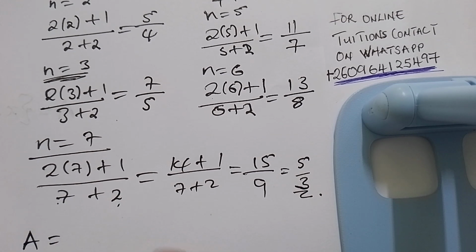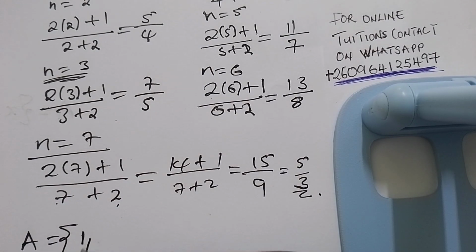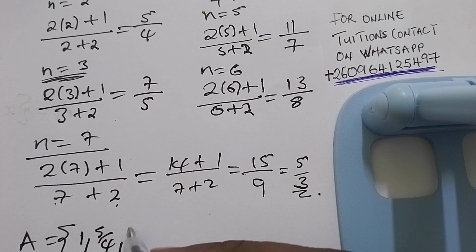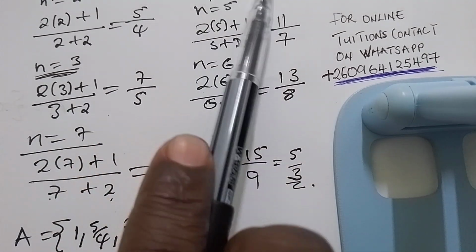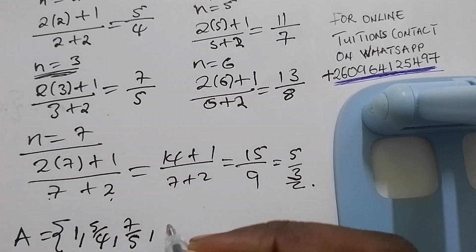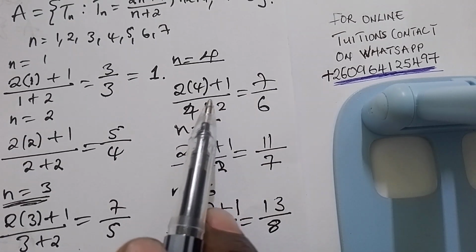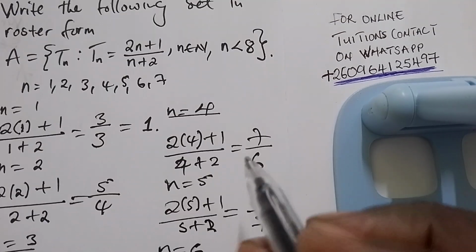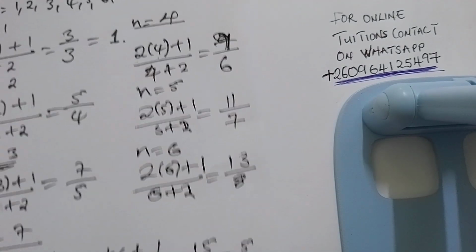Now set A will be equal to, we start with the first element. The first element is 1, comma, the next one is 5 over 4. The next one is going to be 7 over 5, then followed by n equal to 4. Sorry, this is 9, I made a mistake here. That is 2 times 4, that is 8 plus 1, that is 9. So this is going to be 9 over 6.